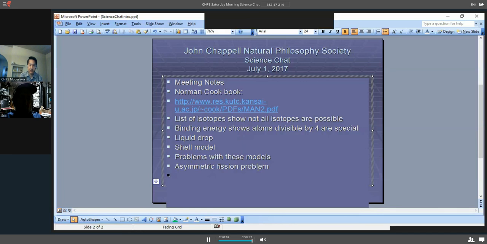So at the very least, if you have a theory of atoms, it should show why the isotopes exist that do. You should explain why we've got all the data that we saw, why the number 4 seems so magical in the whole system, and perhaps how the asymmetric fission problem works. So that would be our summary for today's conversation.